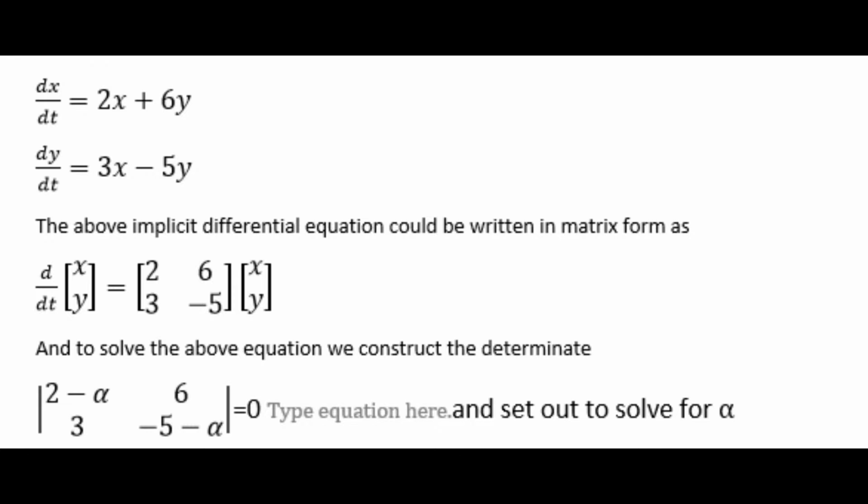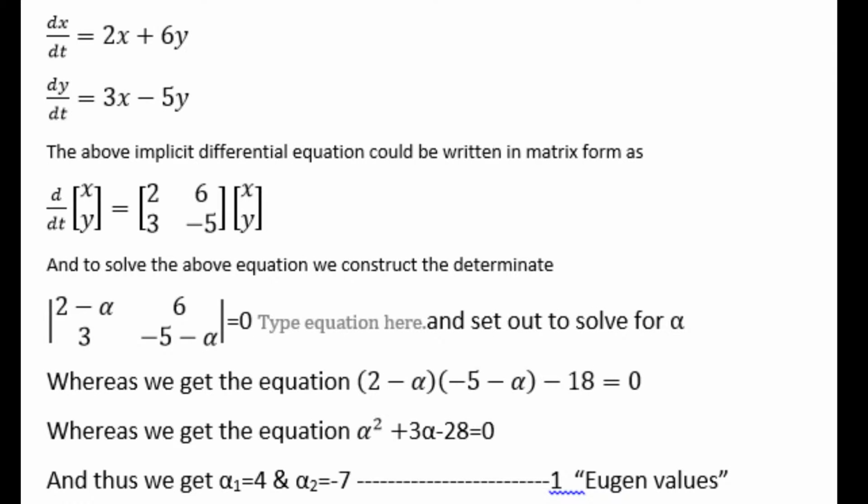And to solve the above equation, you construct the determinant 2 minus alpha 6 3 minus 5 minus alpha equals 0 and set out to solve for alpha. Whereas we get the equation that will be soon on the screen. Solve it yourself from the determinant: 2 minus alpha into minus 5 minus alpha, yes, here it is, minus 18 equals 0. Whereas we get the equation alpha squared plus 3 alpha minus 28.